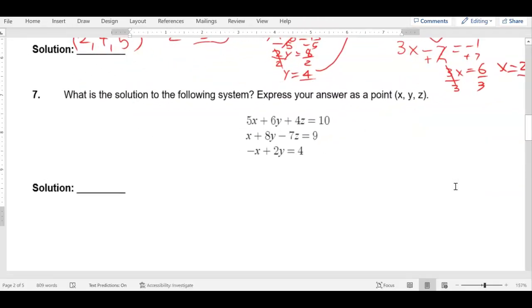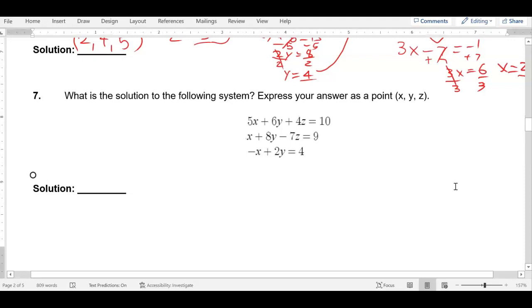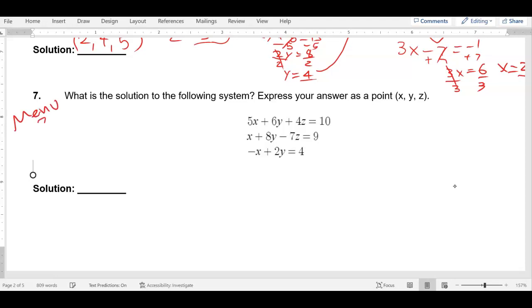Number 7. What is the solution to the following system? All right. Now, on this one, once again, there are multiple ways to do it. Menu 3, 2. Or we're going to do this one with a matrix though, okay? We got 5, 6, 4. We got 1, 8, -7. But on this one, we need to make sure we write this with 3 variables.